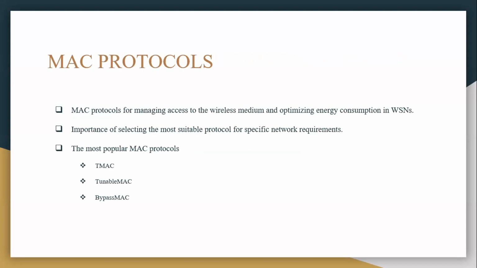Now let's explore another crucial aspect of energy optimization in wireless sensor networks, which is MAC protocols. These protocols govern how nodes access and utilize the shared communication medium, further contributing to energy efficiency. MAC protocols differ in their approach to managing access to the wireless medium and optimizing energy consumption.